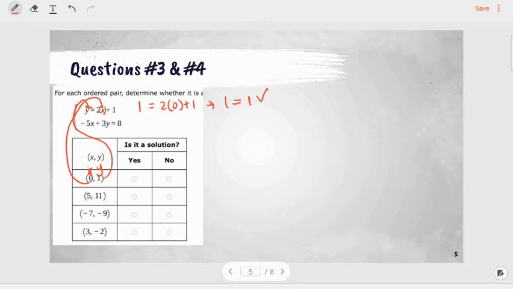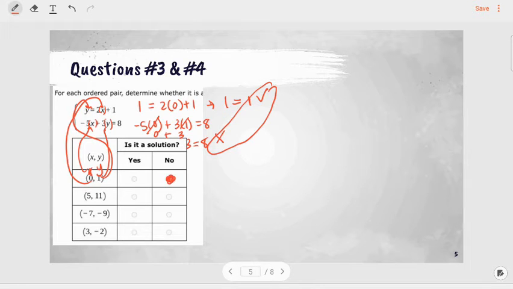So plugging in the 0 for x, plugging in the 1 for y. Remember I plug them in parentheses. So -5 times 0 plus 3 times 1 equals 8. -5 times 0 is 0. 3 times 1 is 3. 0 plus 3 is 3. Does that equal 8? No, it does not. Because it's not a solution for both lines, the final answer is no.